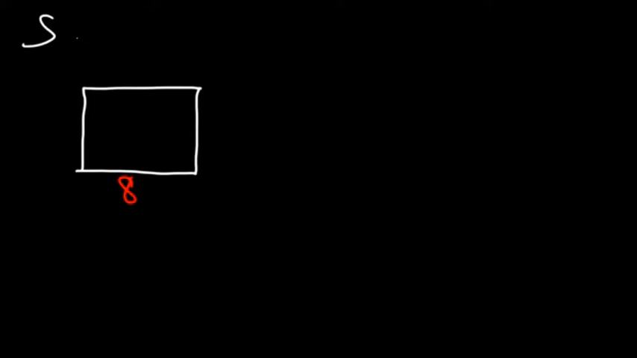Now the perimeter is the sum of the four sides. It's s plus s plus s plus s. If you add s 4 times, it's the same as 4 times s. So the perimeter is 4 times 8, so it's 32 units long. So make sure you know those two equations for a square. The area is side squared. The perimeter is simply the sum of all four sides, or 4s.